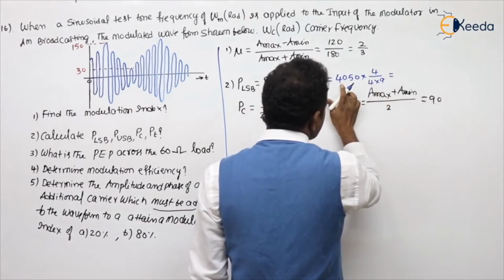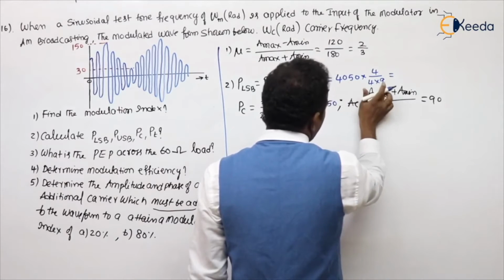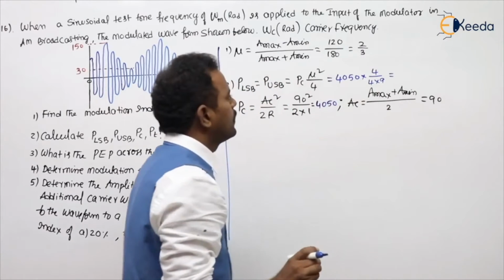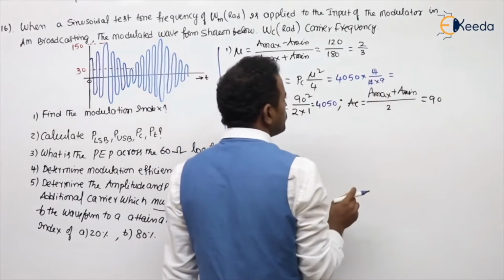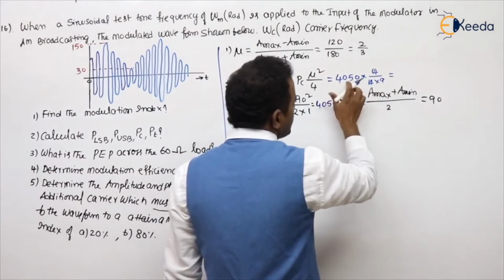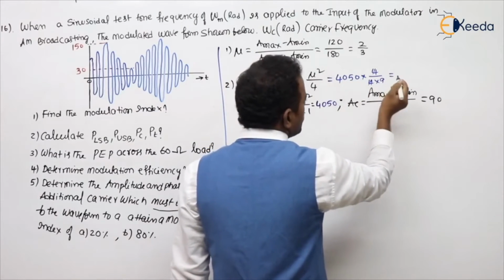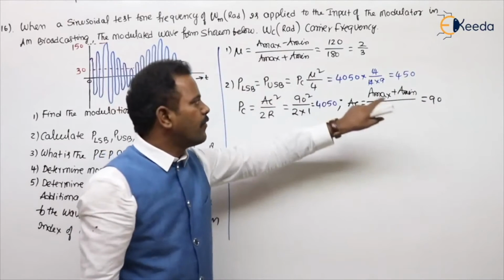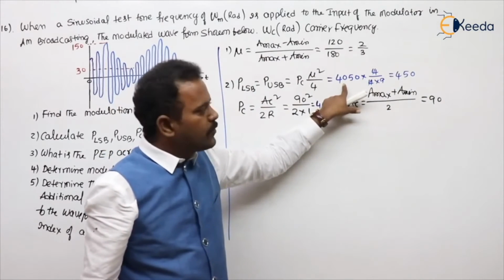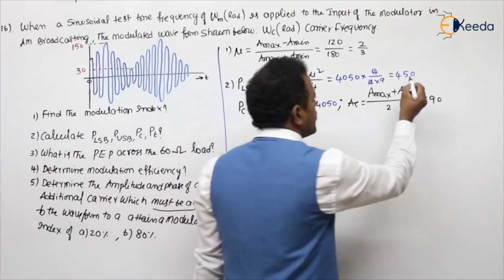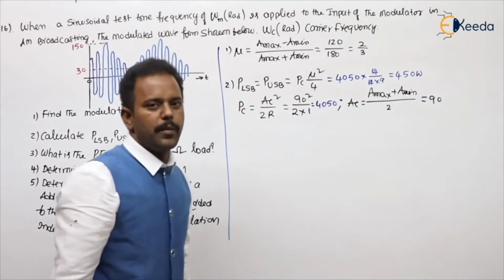If I divide by 9, how much will come? 4050 divided by 9 is 450. Why? Because 9 fours are 36, 4 remaining, 45, 9 fives are 45, and the 0 as it is. So it will be 450 watts. Are you following my point?